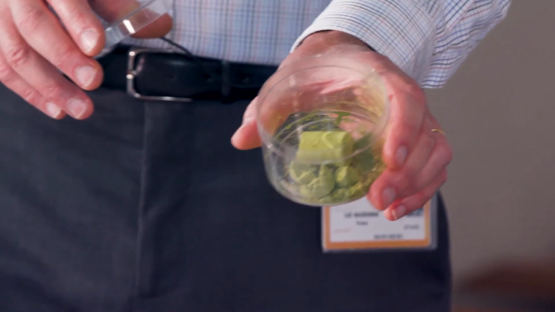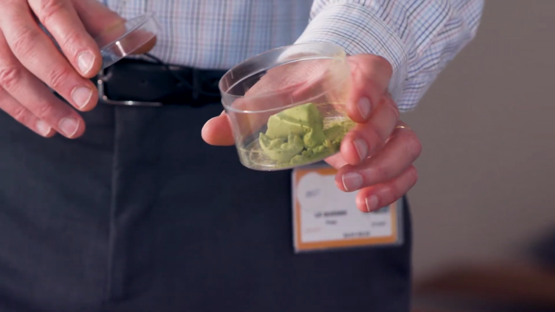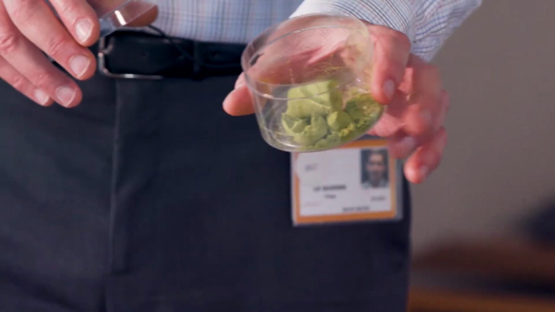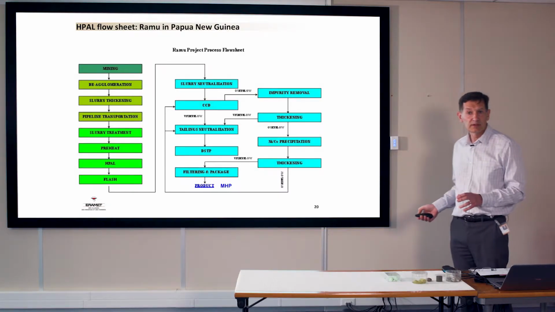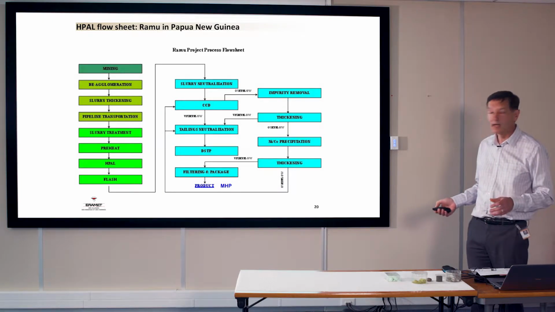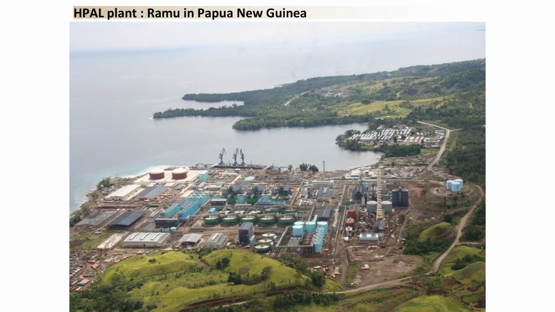And you see in this process, they stop at this intermediate product, and they sell this intermediate product. It's a mixed nickel cobalt hydroxide. That beautiful picture of the Ramu plant.